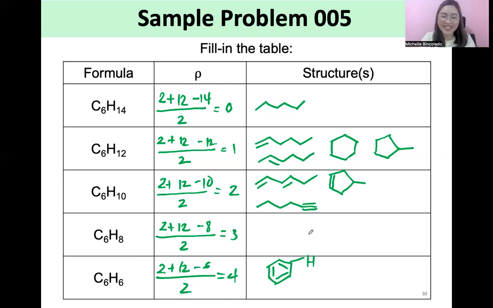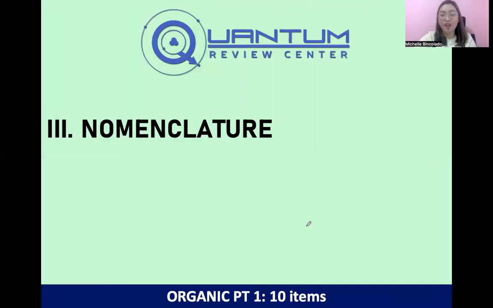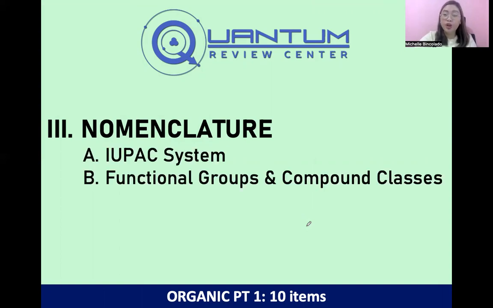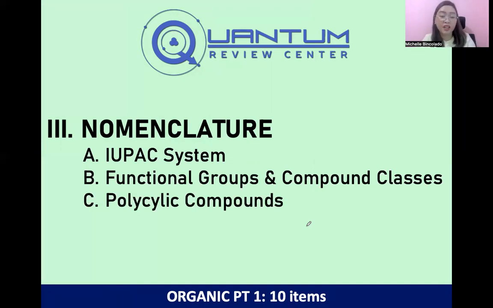Alright, that's our chapter 2, structure and properties. Now we move on to chapter 3, which is still covered by practice test 1. So we have here nomenclature. The topic is about naming of organic compounds. We will review the IUPAC system of nomenclature, of course functional groups and compound classes, and our special topic here, guys, polycyclic compounds. Okay, so let's begin, guys.